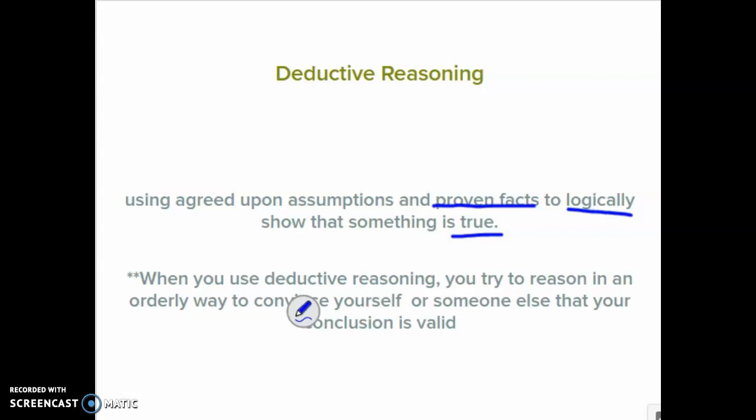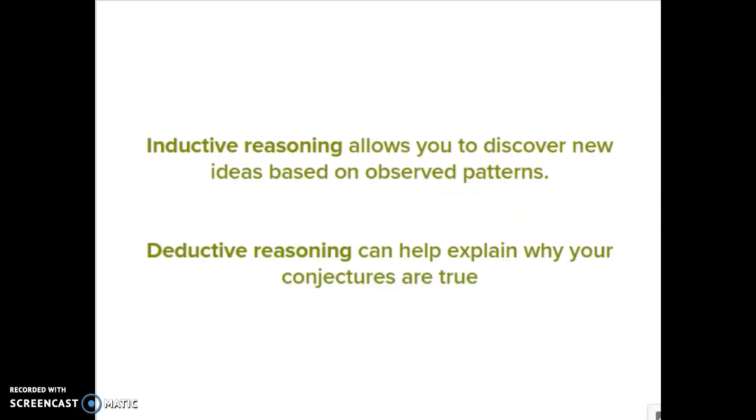When you use deductive reasoning, you try to reason in an orderly way, like showing your work in math class, right? Ordering it, or convincing someone else that your conclusion is valid. So kind of proving your point. Inductive reasoning was patterns. Deductive reasoning is using knowledge that we know is true to explain it.